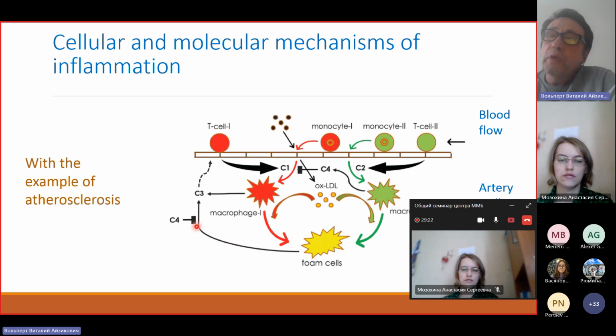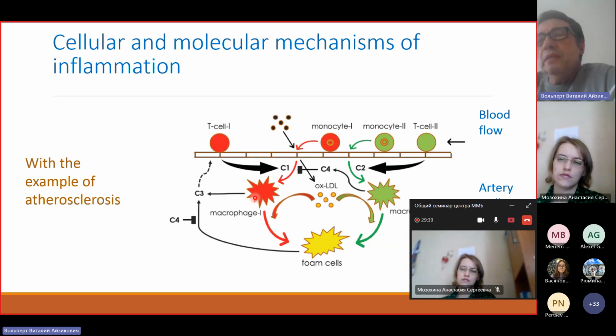produce a lot of other inflammatory cytokines. So we have this positive feedback loop of inflammation. Also, of course, it's not only monocytes, T cells also participate in that. And this is the inflammatory part of atherosclerosis.